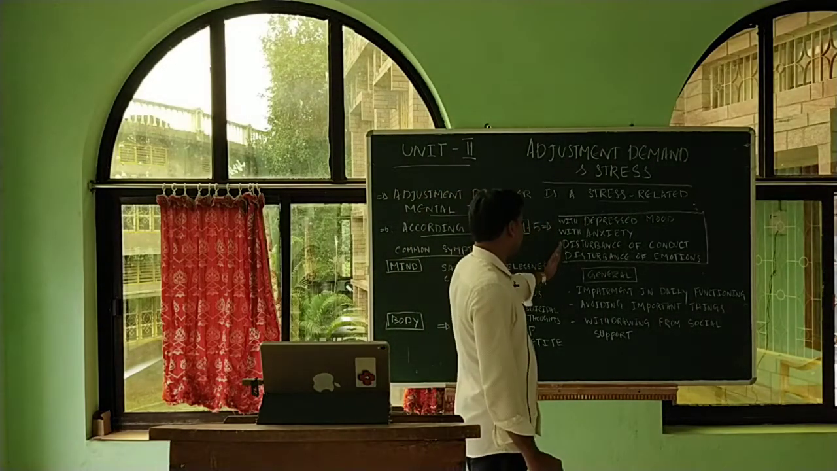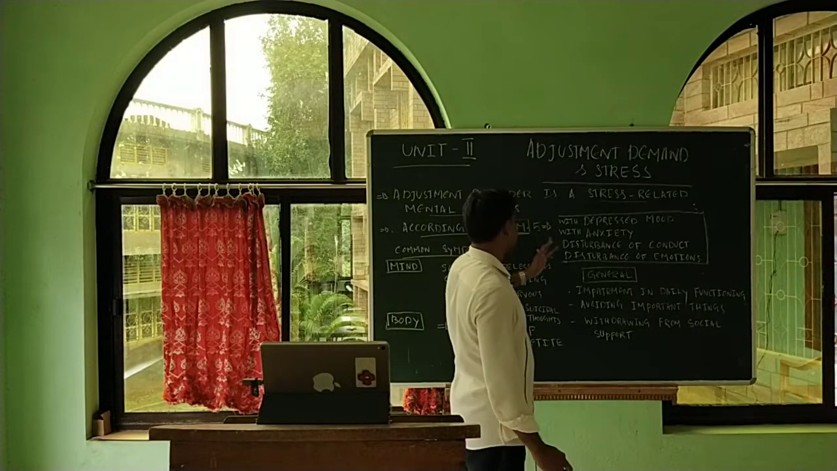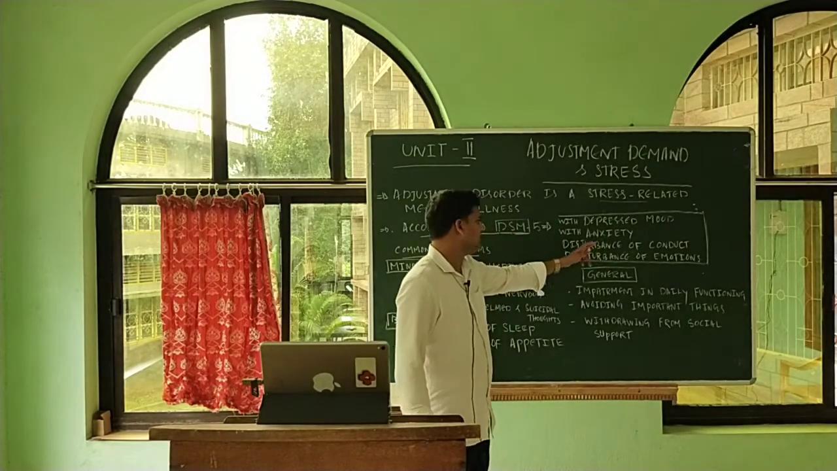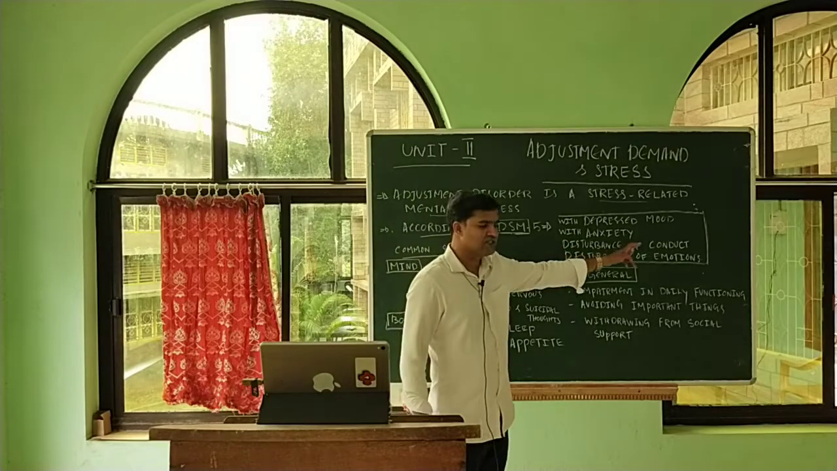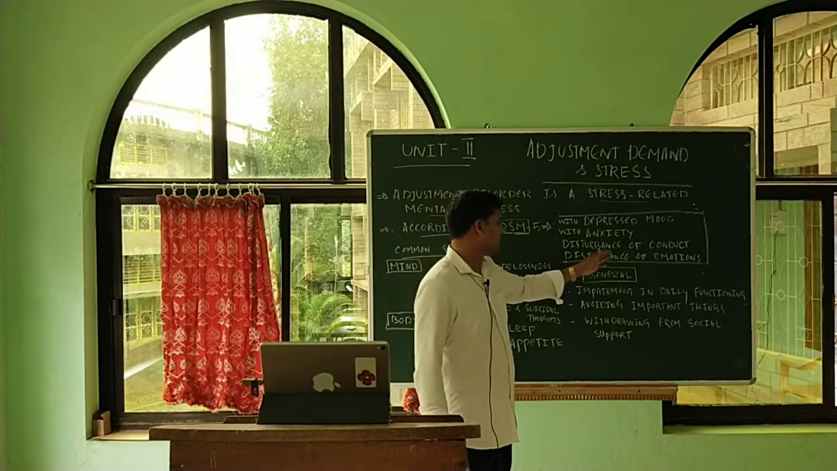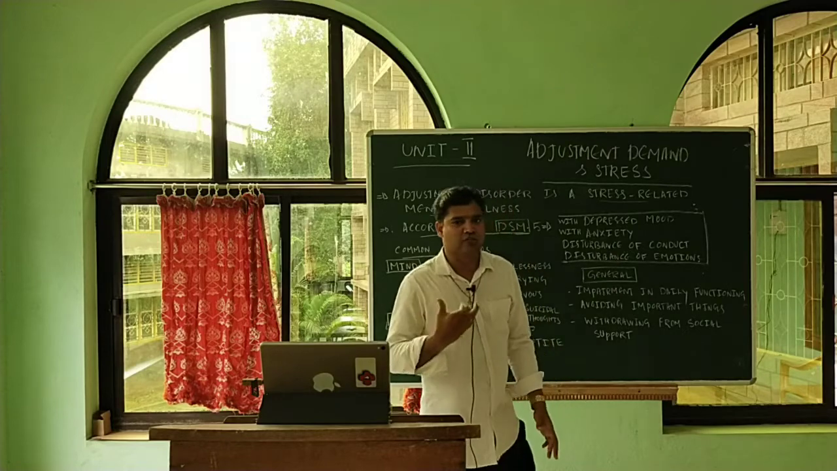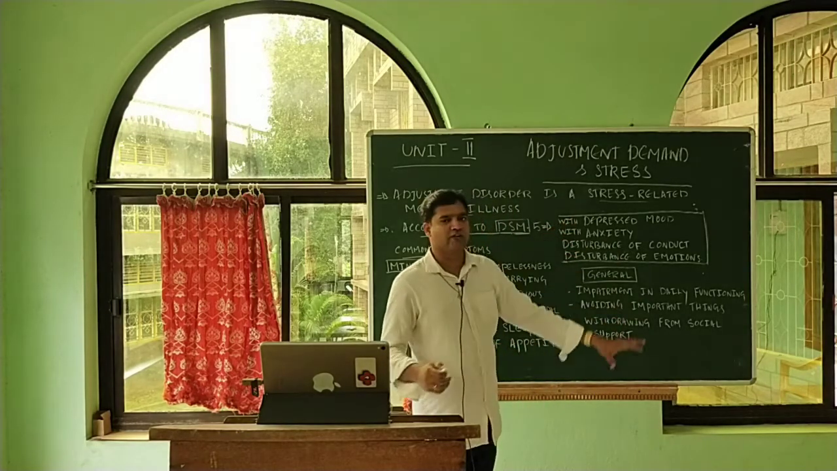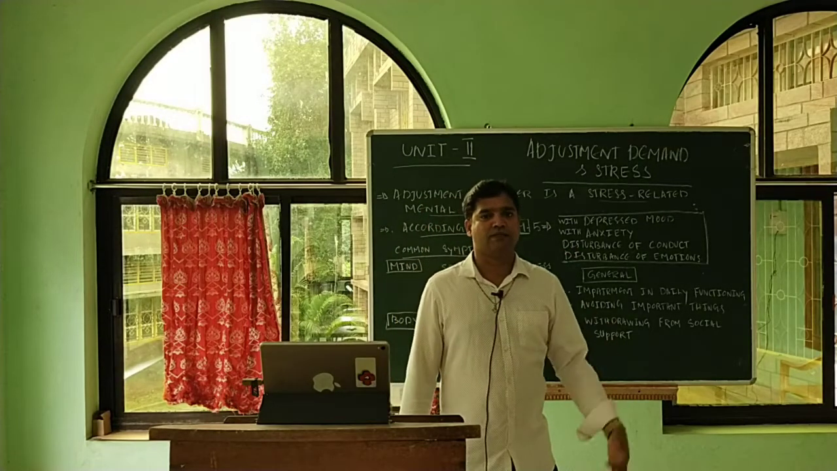these are the criteria for adjustment disorder: with depressed mood, with anxiety, disturbance of conduct, that is behavior or attitude, and disturbance of emotions. There is an emotional disturbance. So these are the four major criteria to diagnose a person with adjustment disorder.